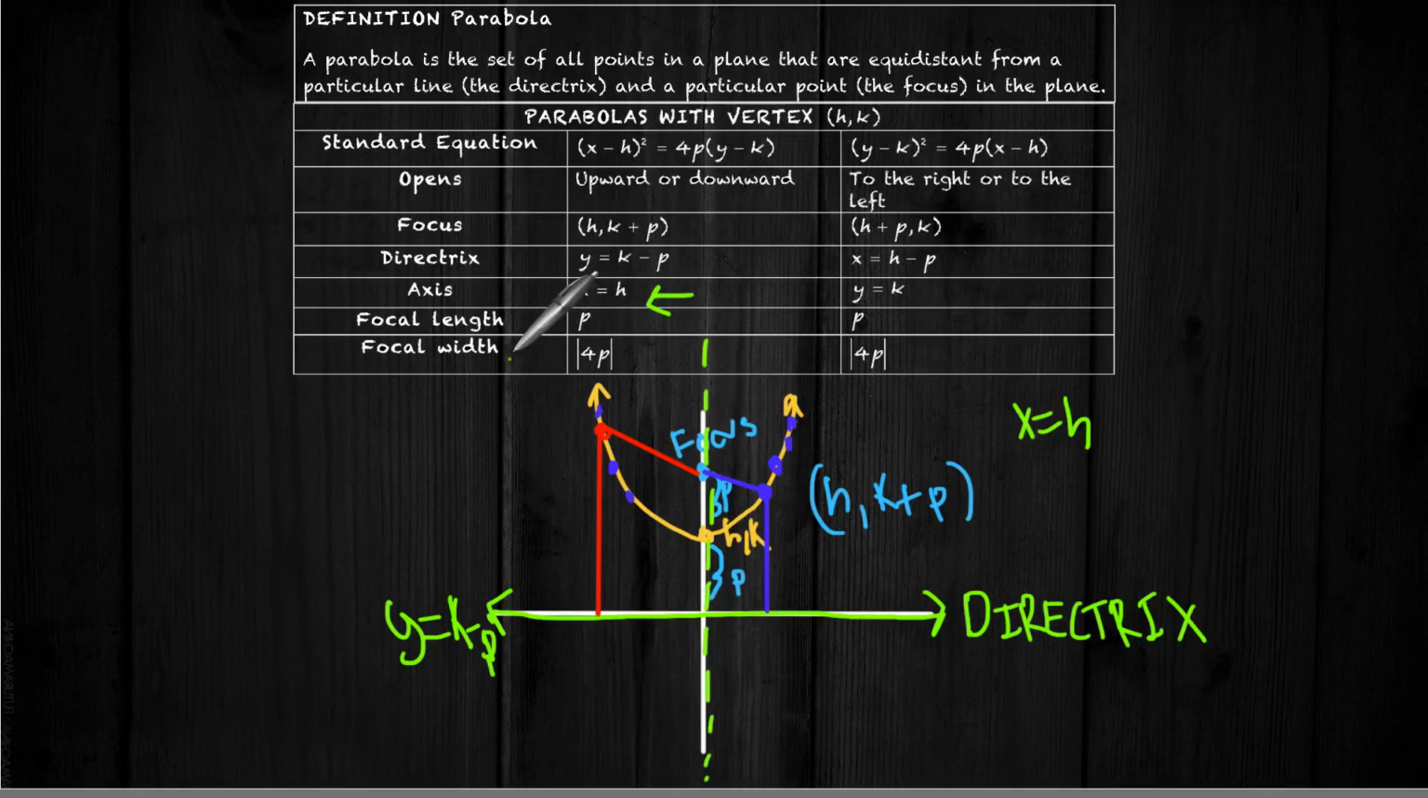And then the last thing we want to look at on this table is called the focal width. And that's just 4 times p. And that is simply the distance from one point on the parabola through the focus to the other side of the parabola, and that is 4 times p, and that is the focal width. So now that we know all these different letters and what they mean, let's just see if we can work it out on some problems.